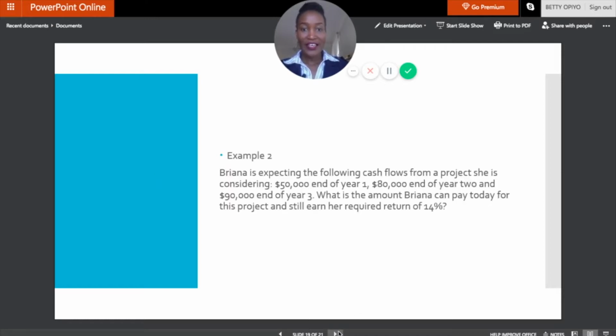All right, so let's cover the second example. Brianna is expecting the following cash flows from a project she is considering. She's expecting to get 50,000 at the end of year one, 80,000 at the end of year two, and 90,000 at the end of year three. What is the amount Brianna can pay today for this project and still earn her required return of 14%?